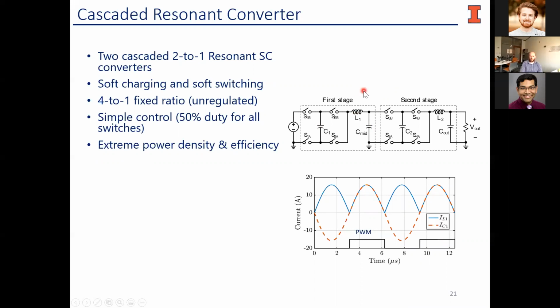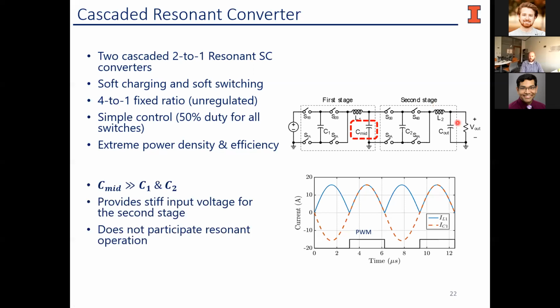And then again, very simple control, right? 50% duty cycle for all switches, and it notes this extreme power density and efficiency that we'll get to in a bit. Now, one of the challenges of this particular converter is that we have this first stage, and it basically resonates. But in order for it to resonate well, it relies on having a very fixed voltage here on the output of it. And likewise, this second stage also needs a very fixed voltage here on the input in order for it to resonate properly and supply resonant current to the output.